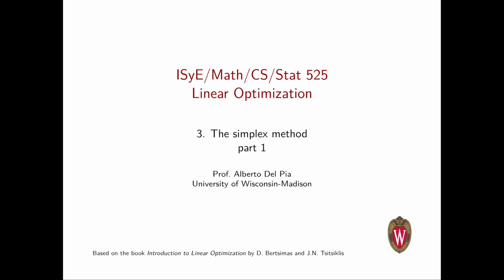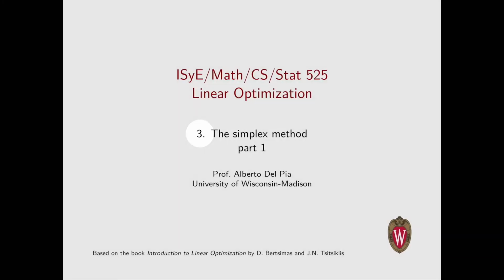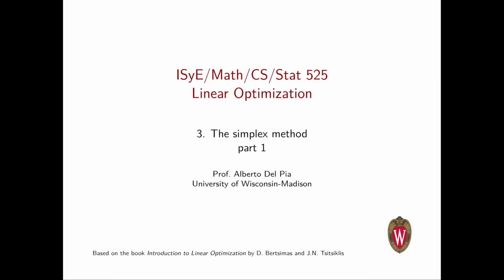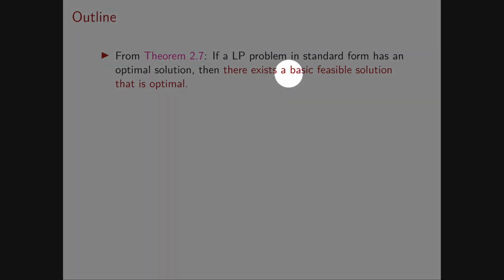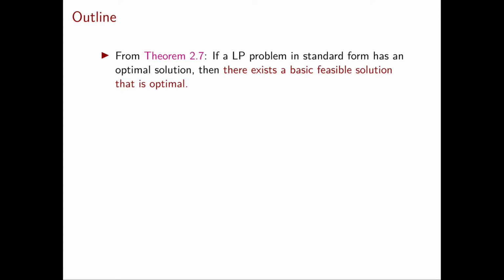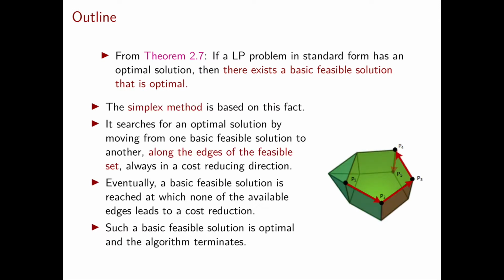In this video, we're going to start to study chapter 3 of the textbook. This chapter is devoted to the simplex method. In Theorem 2.7, we have seen that if a linear programming problem in standard form has an optimal solution, then it also has an optimal solution which is a basic feasible solution. And the whole simplex method is based on this fact.